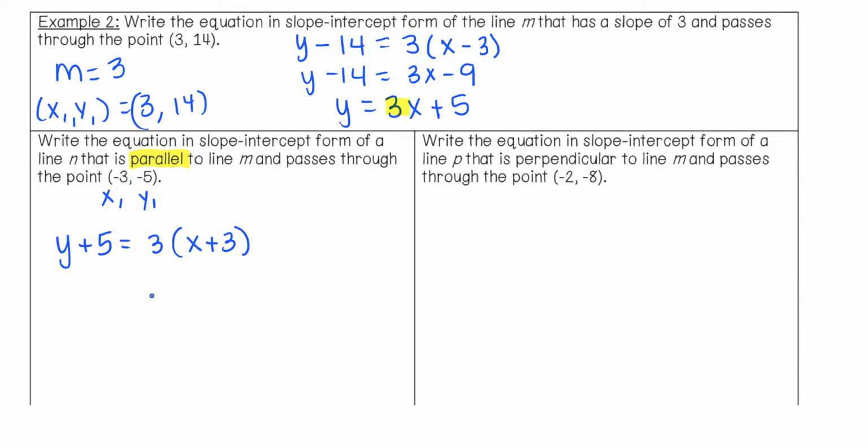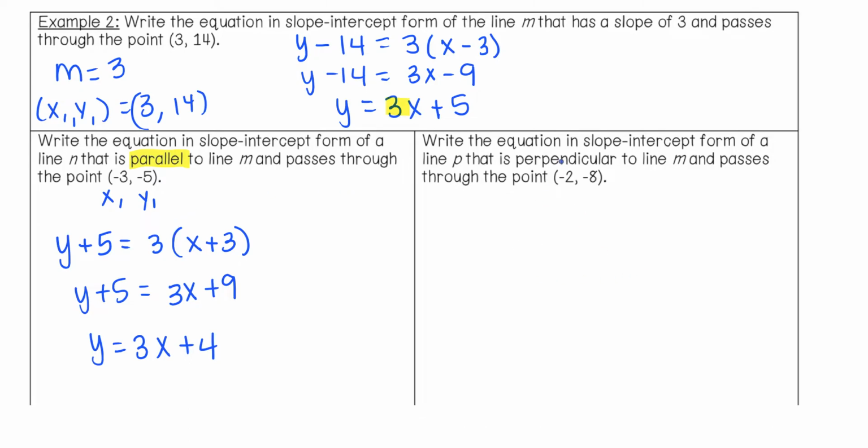Then we're going to go ahead and distribute, so we have y plus 5 equals 3x plus 9, and then we're going to subtract 5. Sorry, I made a mistake, it's 3x, not 9x. So y equals 3x plus 9, and then when we subtract our 5, we get 3x plus 4. So again, we see that the slopes are matching. They have slightly different y-intercepts, but they would be parallel to one another because their slopes are the same.